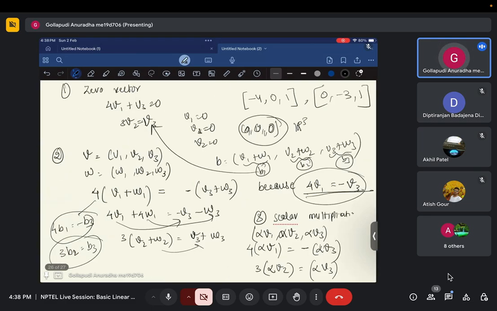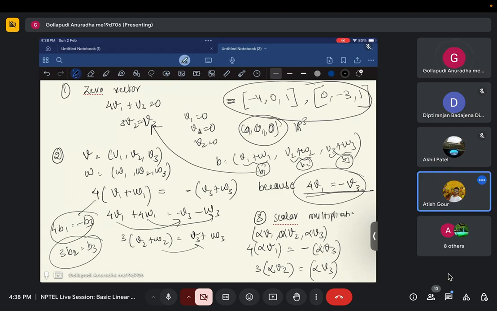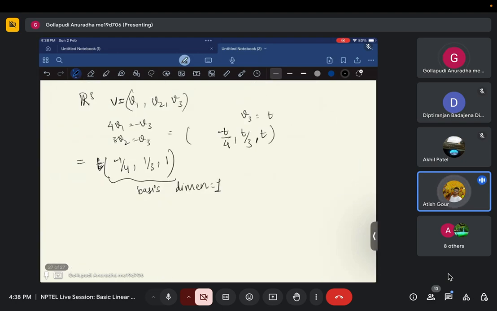So the question, so I hope Akhil Patel, someone answered saying this thing. Atish, okay, Atish, yeah. I have taken 2 arbitrary instead of 1 because both are expressed in terms of v3. So if you just take v3, then you can get the others. So you have only one dimension, and the basis is minus 1 by 4, 1 by 3 and 1. So is this clear? Anybody has any questions, please let me know.